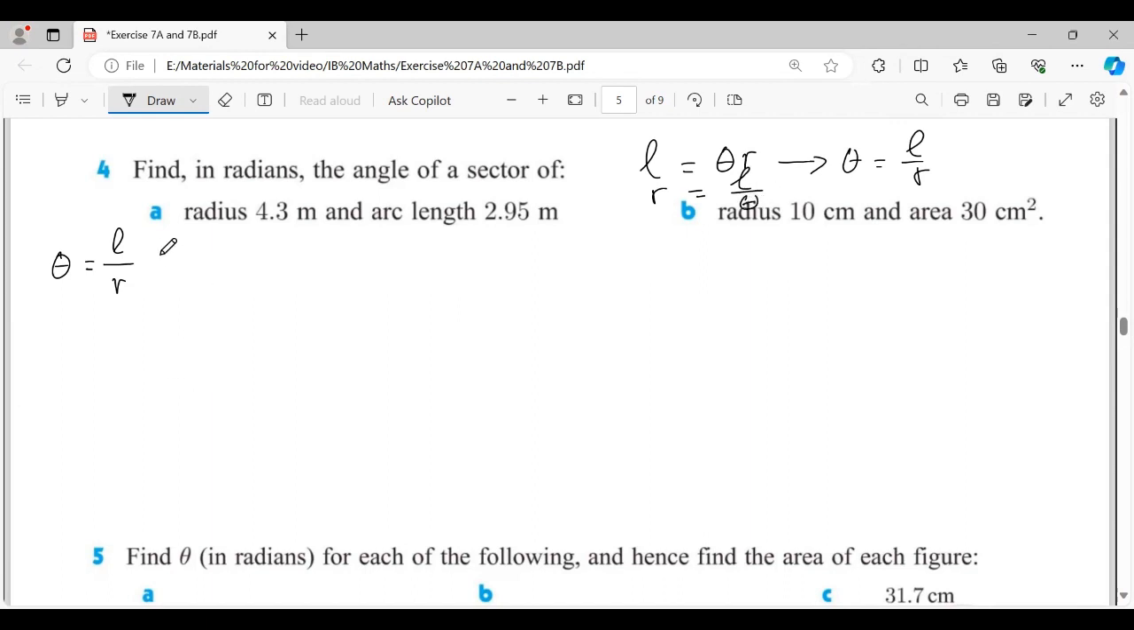Okay. Now, we're going to find 4A. So it becomes 2.95 meters over 4.3 meters, and it becomes 0.75 radians. Okay. Next, area. Radius, okay.